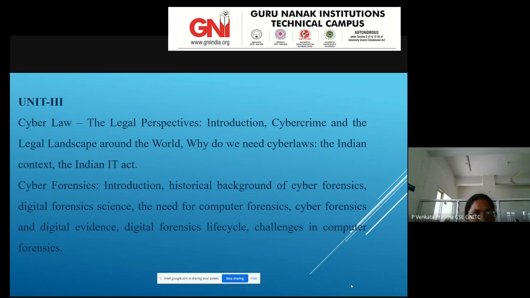We will learn completely about the cyber laws, and in the second part of unit 3 we will learn about cyber forensics. What is meant by cyber forensics, what is its history, why we need computer forensics, and what challenges computer forensics will be facing. All the introduction to this you will be learning in part 2. So this third unit is divided into two parts: the first part is completely about cyber law, and the second part is completely about cyber forensics.